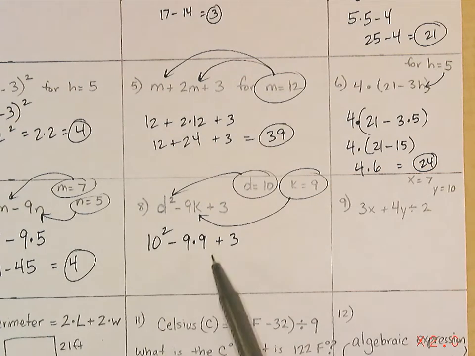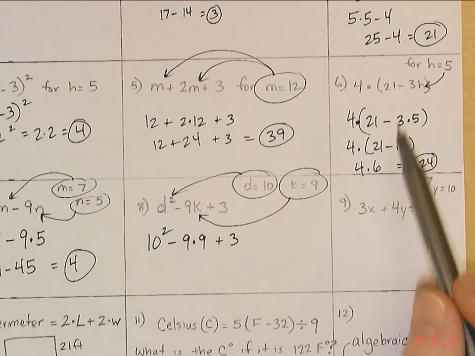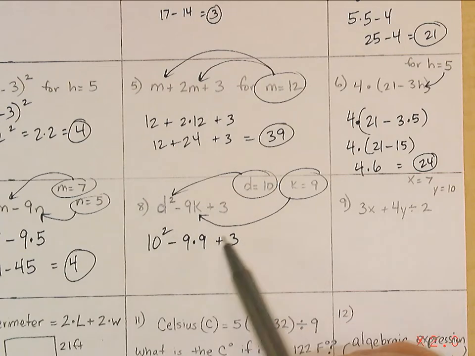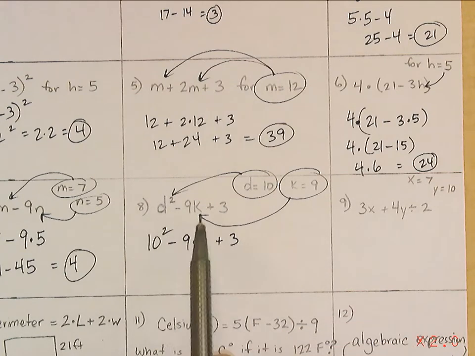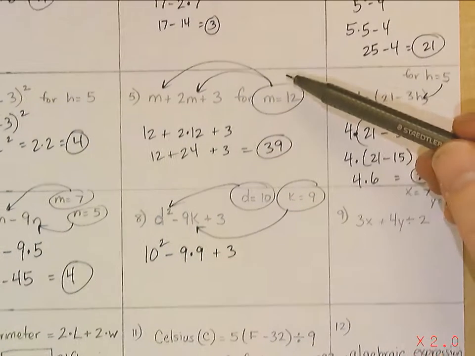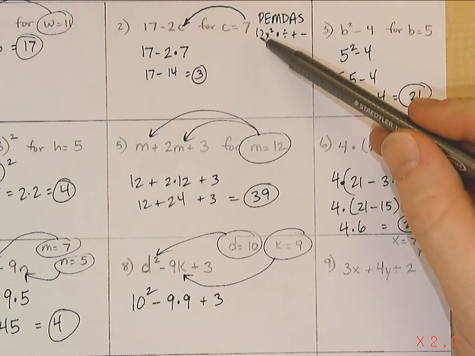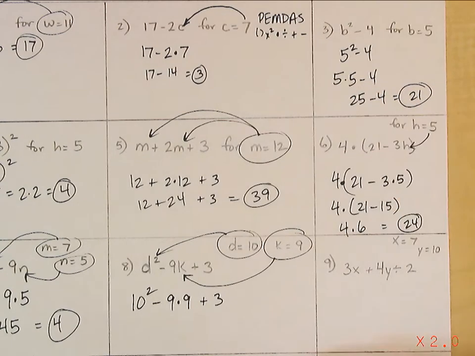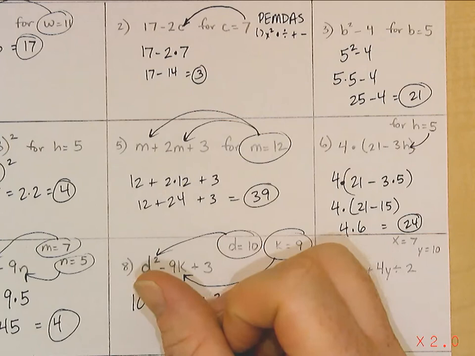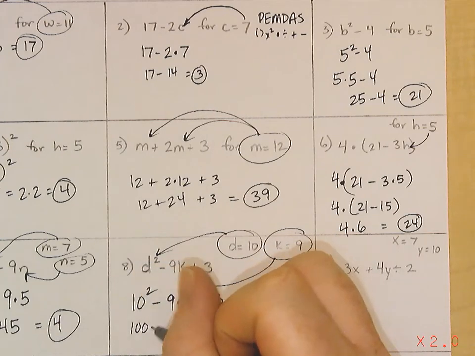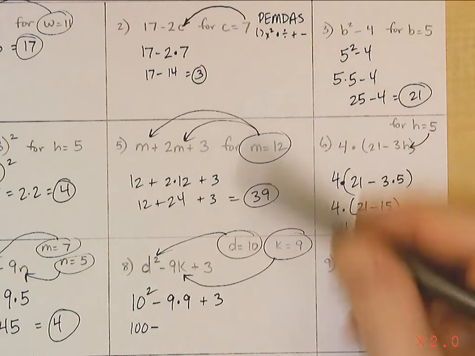If you notice, every time I've been doing this, I rewrite the problem. Instead of the variable, I put down the number. And then that way I can use my order of operations to determine what goes next. So there's no parentheses, so I use exponents. Exponents is 100. 10 times 10, or 10 to the square power is 100. 9 times 9 is 81.